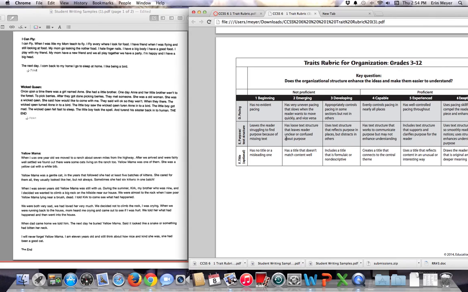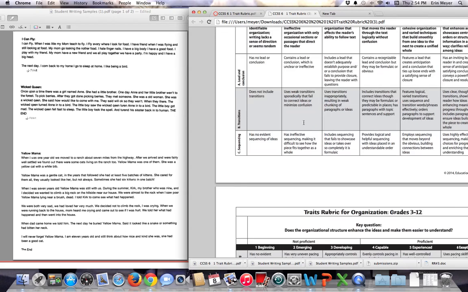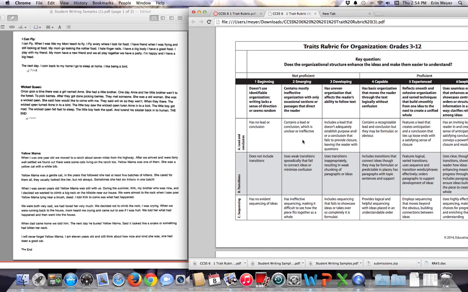So based upon what I've already scored it on my subtraits, thinking a lot of it's a 2, we had a 1, 2, 2. And then up above, I had a couple of 2s up here. So I would give overall on the trait of organization for I can fly a 2.